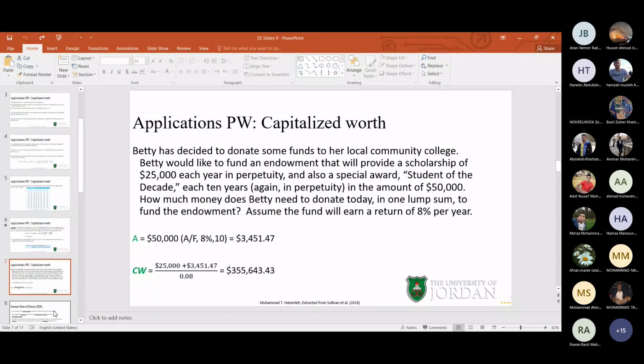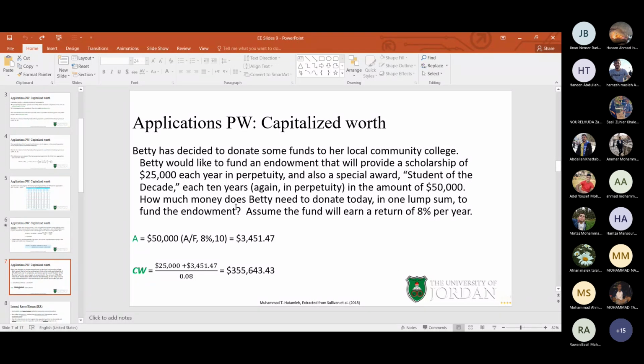فبالتالي أنا فعليا اللي حيصير عندي طالبة تخرجت من الجامعة، وبعد ما تخرجت قررت إنه بدها تفتح حساب للجامعة وتحط فيه فلوس حتى الجامعة تقدر تعطي منحة $25,000 كل سنة، وكل 10 سنوات يكون في scholarship or an award of $50,000.